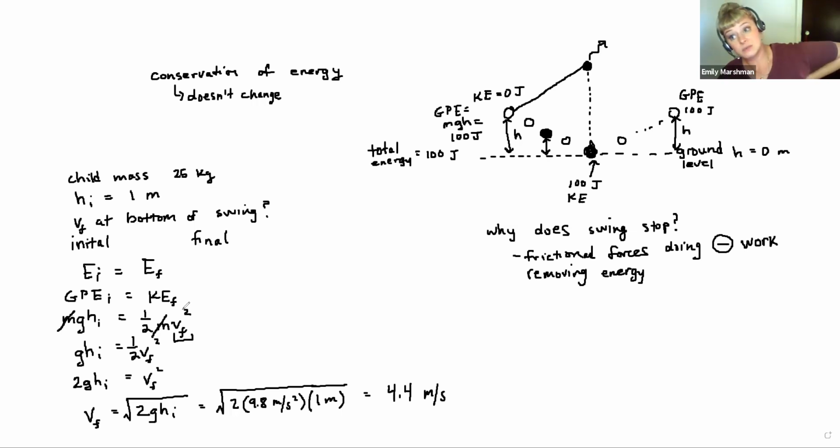You could do the same thing with a spring. If I compress a spring by a certain amount and then I let it go, how fast does the bullet shoot out on the other side? That's also a conservation of energy problem. I've got potential energy being converted into kinetic energy. So you could solve problems involving elastic potential energy too.